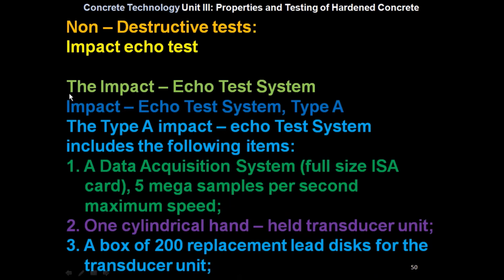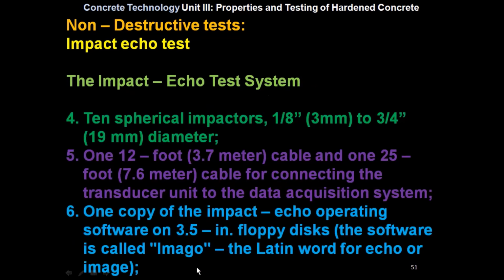Now we will see the impact echo test system, type A. The type A impact echo test system includes the following items. First is the data acquisition system, full size ISA card, 5 mega samples per second maximum speed. Second, one cylindrical handheld transducer unit. Third, a box of 200 replacement lead discs for the transducer unit.